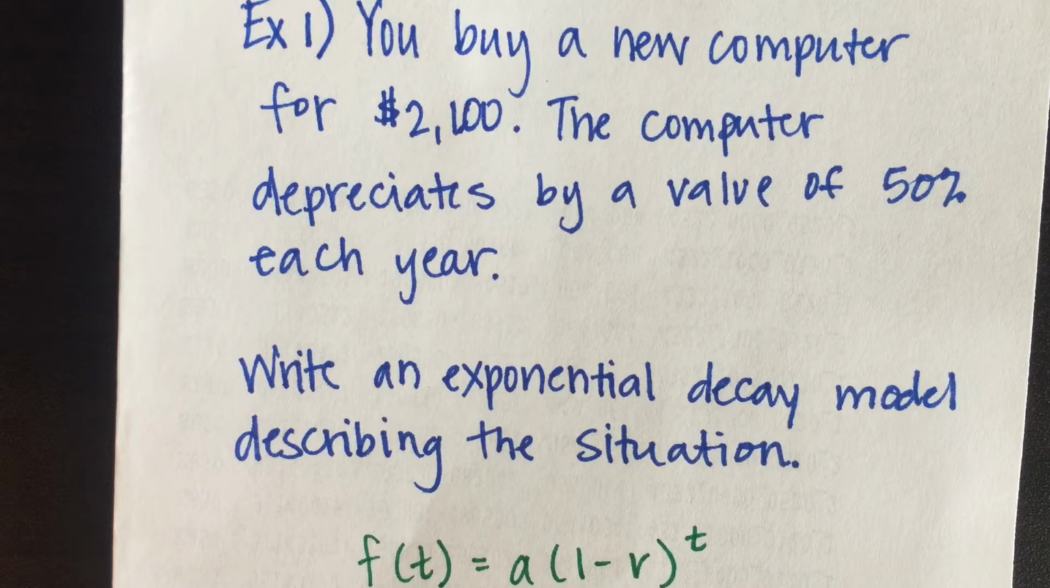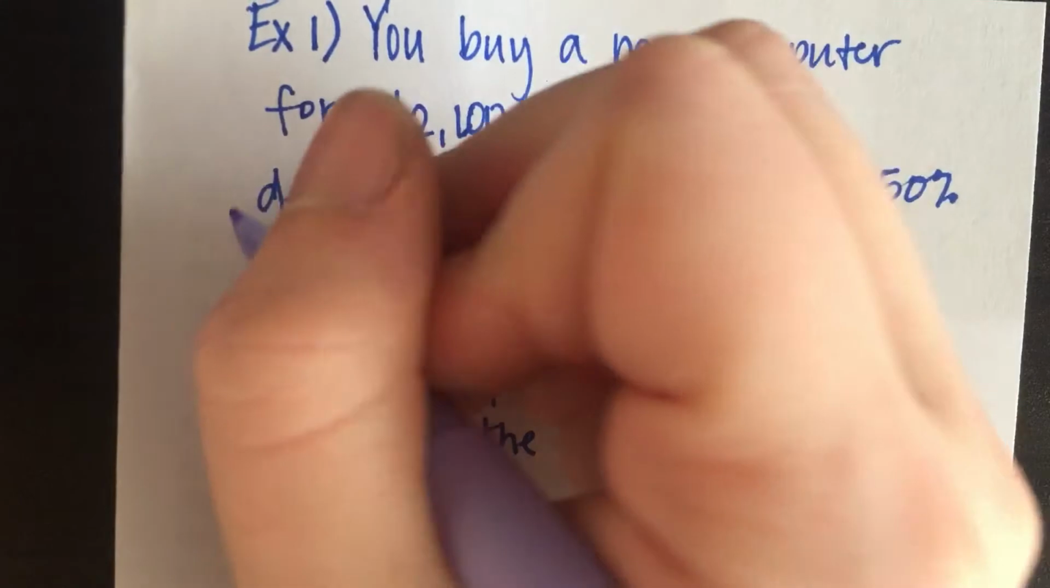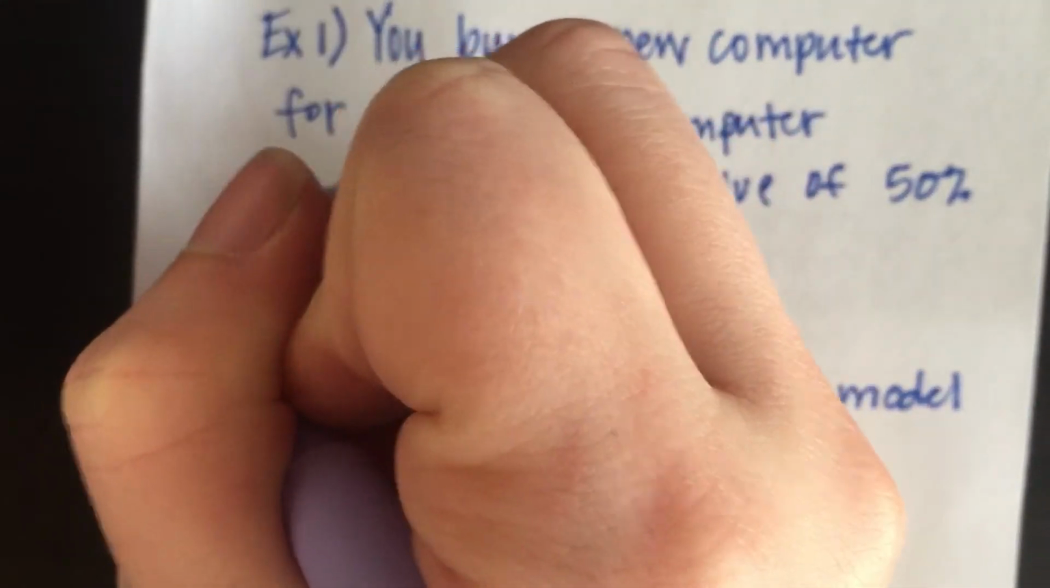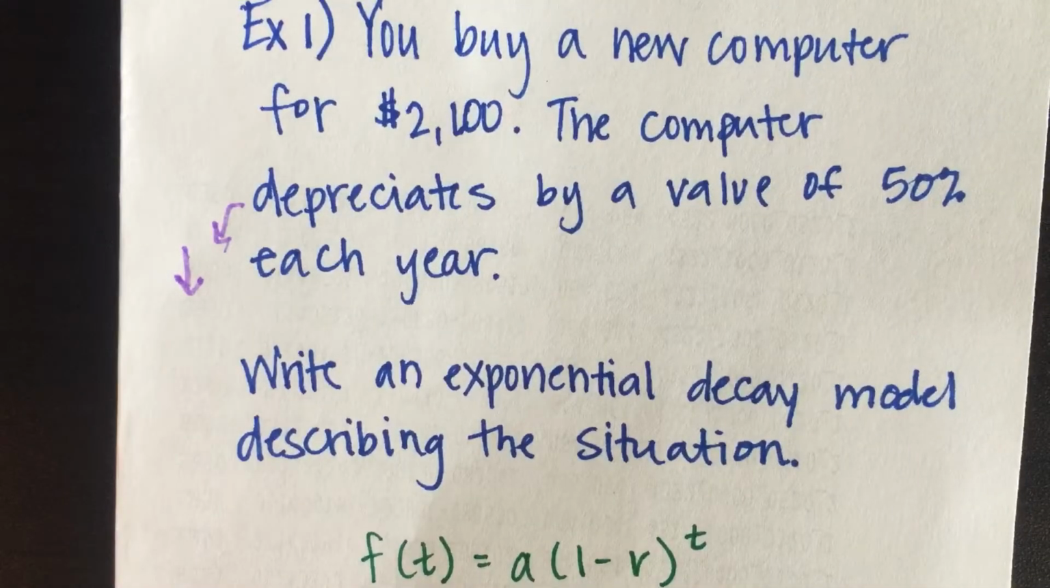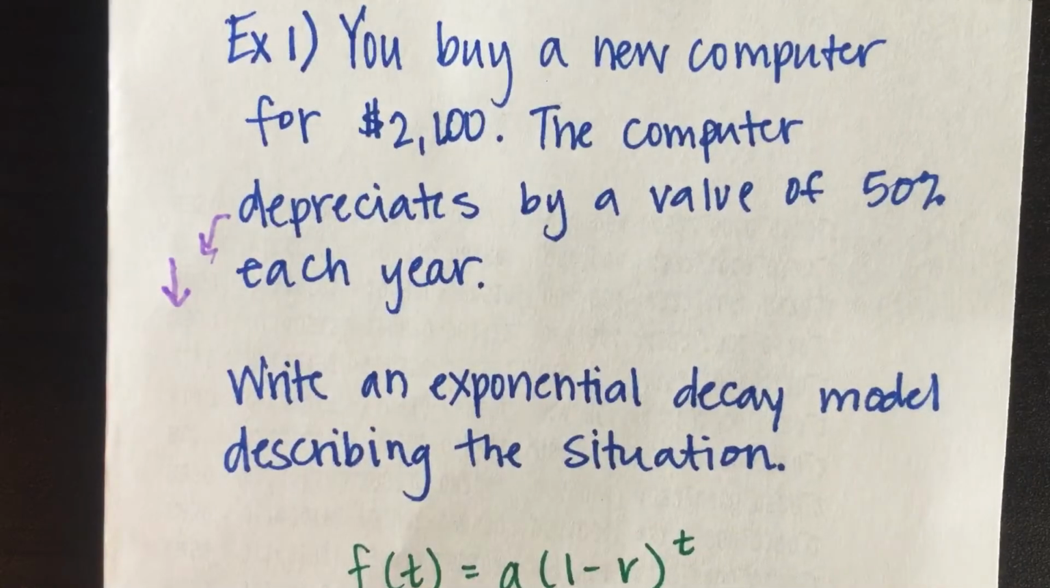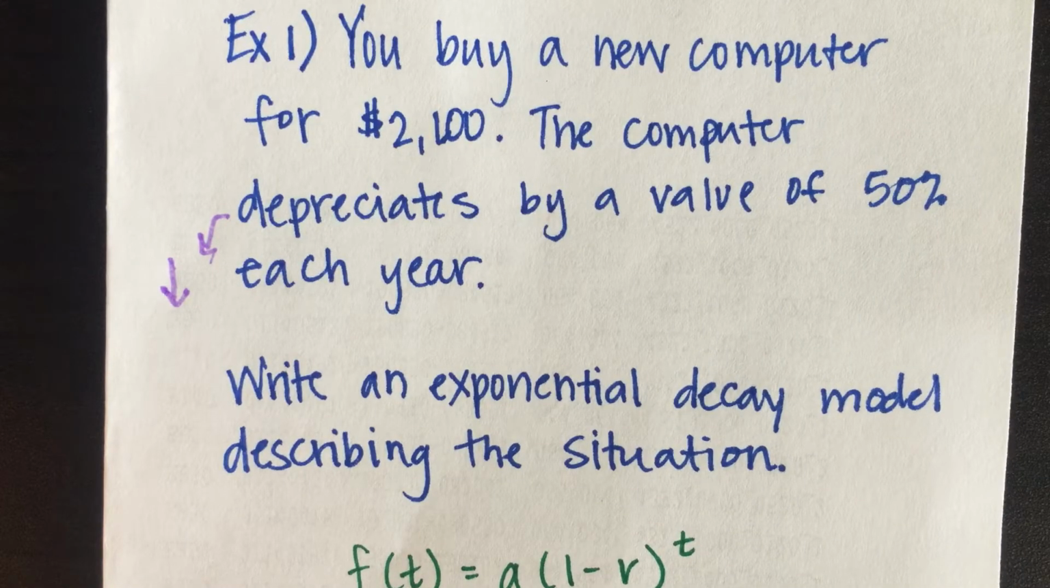Okay, so in example 1, you're buying a new computer and it originally cost $2,100. That's its original value. It says that the computer depreciates, and that word depreciate just means that it is going to go down. So I'm just going to write out to the side, it's going to go down in value by a value of 50% each year. And this problem is wanting us to write an exponential decay model describing the situation.